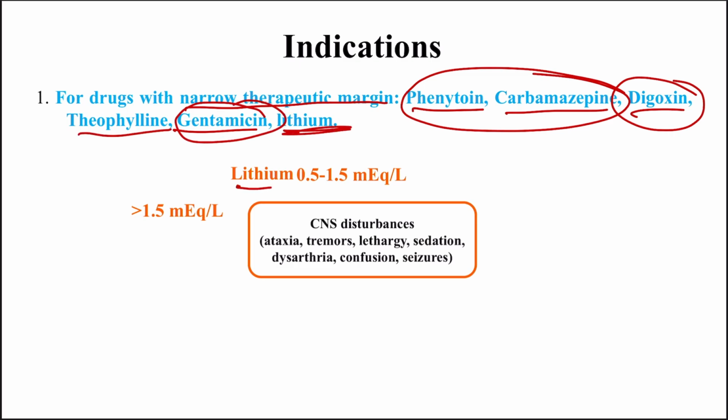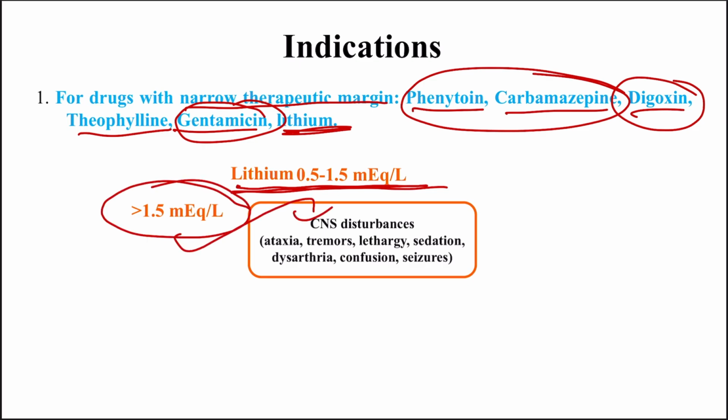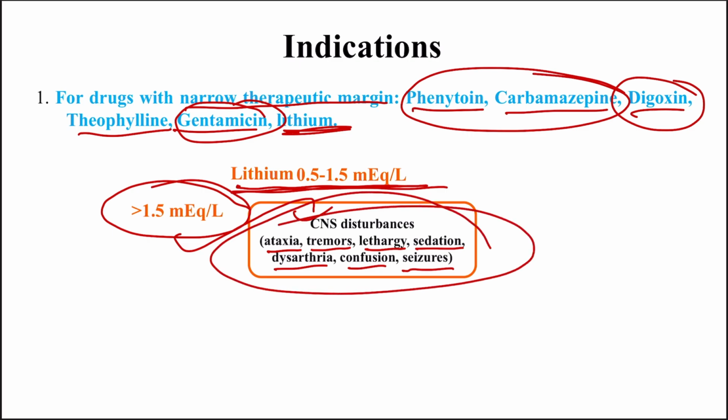For lithium, the normal levels lie somewhere between 0.5 to 1.5 milliequivalent per liter, and above 1.5 milliequivalent per liter we get the toxic effects, which are mainly CNS disturbances in the form of ataxia, tremors, lethargy, sedation, dysarthria, confusion, and even seizures. So these are the toxic effects, that is basically the CNS disturbances which are seen when the lithium levels in the plasma increases more than 1.5 milliequivalent per liter.